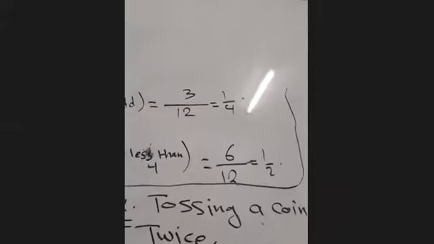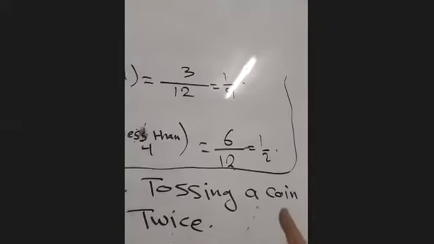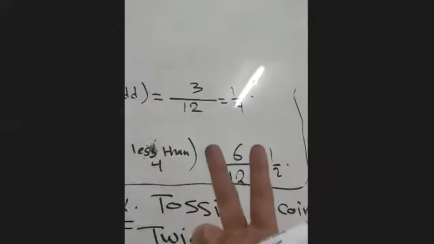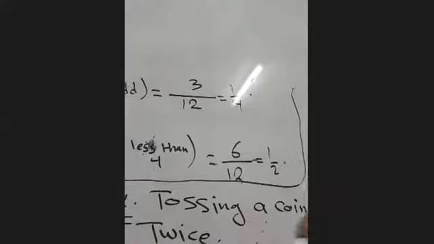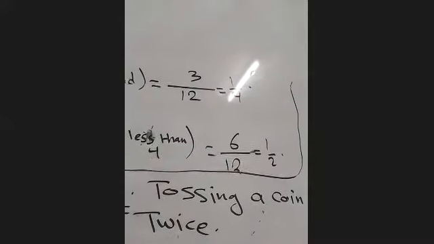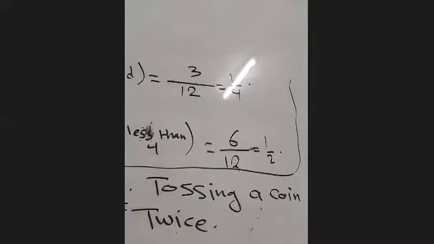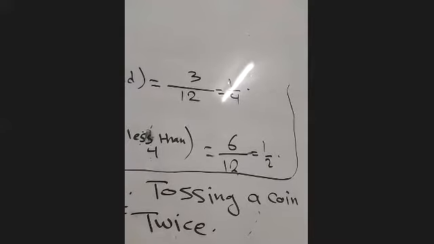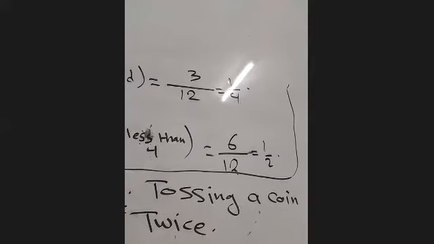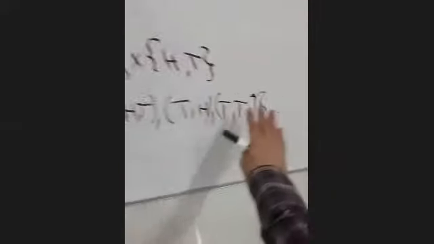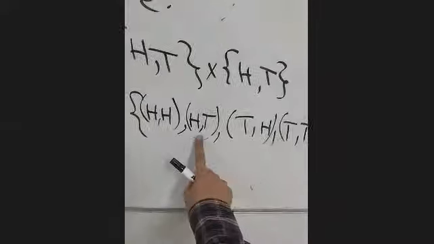Now let me ask Mr. Yazan. Yes, Mr. Yazan, if you toss a coin twice, give me a possibility of an outcome. You will get head and tail. Yes. Do we have it? Head and tail? Yes.